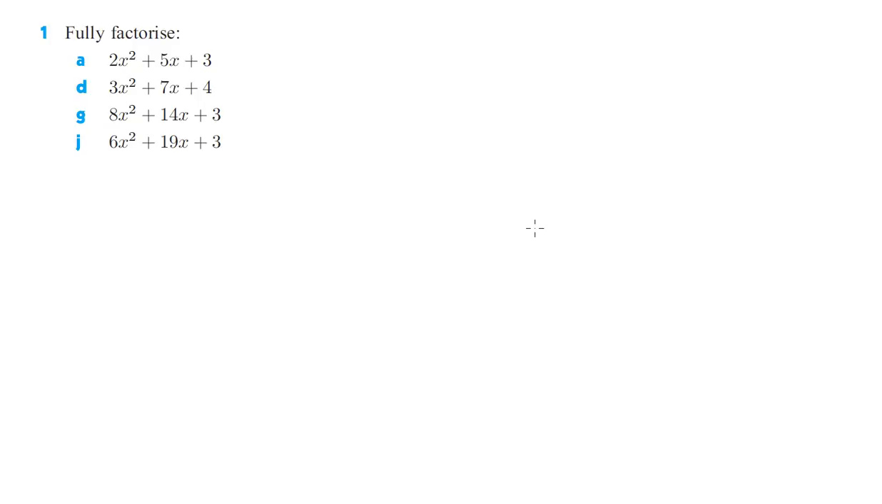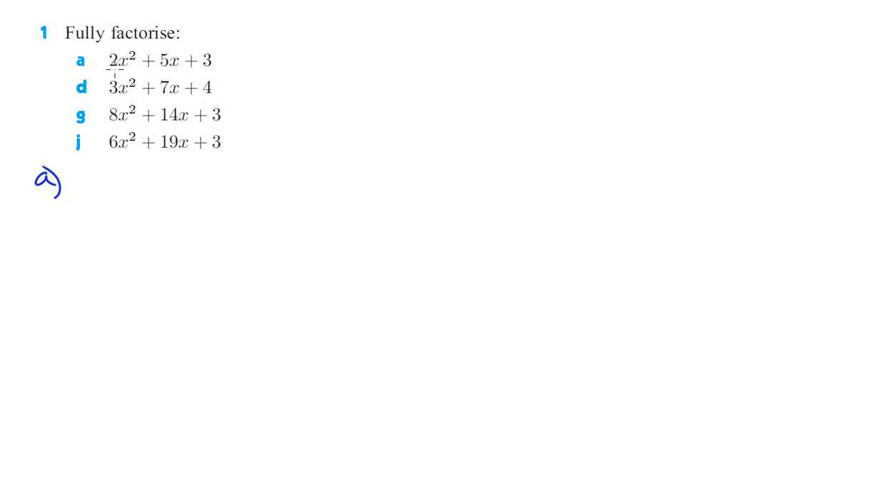I'm going to take you through the 8D assignment. All right, start with number 1, fully factorize. So we're going to factor each one of these things here. On A here, first thing we always want to look at is if there are any common factors of all the terms, which there are no common factors. So now we're just going to factor what we have left.